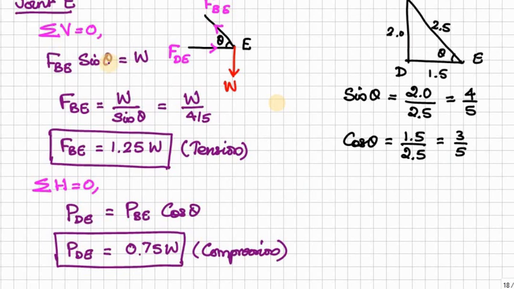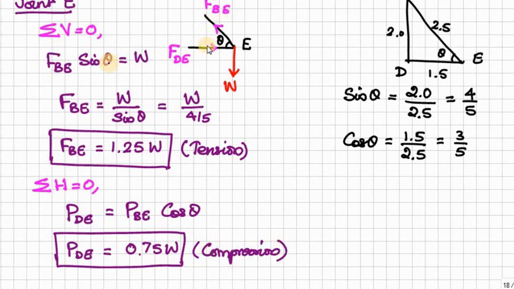So next we consider the sigma H is equal to 0 expression. So here we have only two forces which can be involved in sigma H is equal to 0: force in DE, which is acting in the horizontal direction, and force FB, which is inclined. Therefore, it will have a horizontal component. So force in D is equal to force in B into cos theta. That will give you force in D is equal to 0.75 W, that is compression, because this force in D is pushing the joint, that is compression. Okay, 0.75 W. So our assumption is correct.